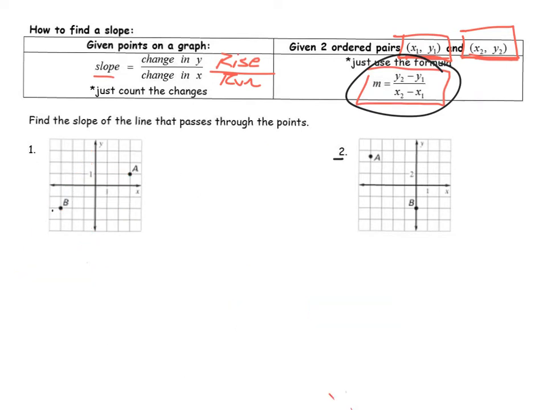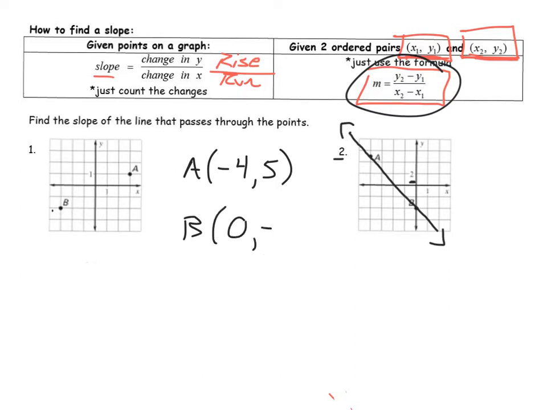Let's take a look at number 2. I'm still focused on A and B. Now it looks like this is the line that I'm trying to find the slope for. My graph is also going by 2's. So first let's figure out what our coordinates are. It's only going by 2's on the y-axis. On the x-axis it's still going by 1's. So it looks like A is at negative 4, positive 5, and B is at 0, negative 4.